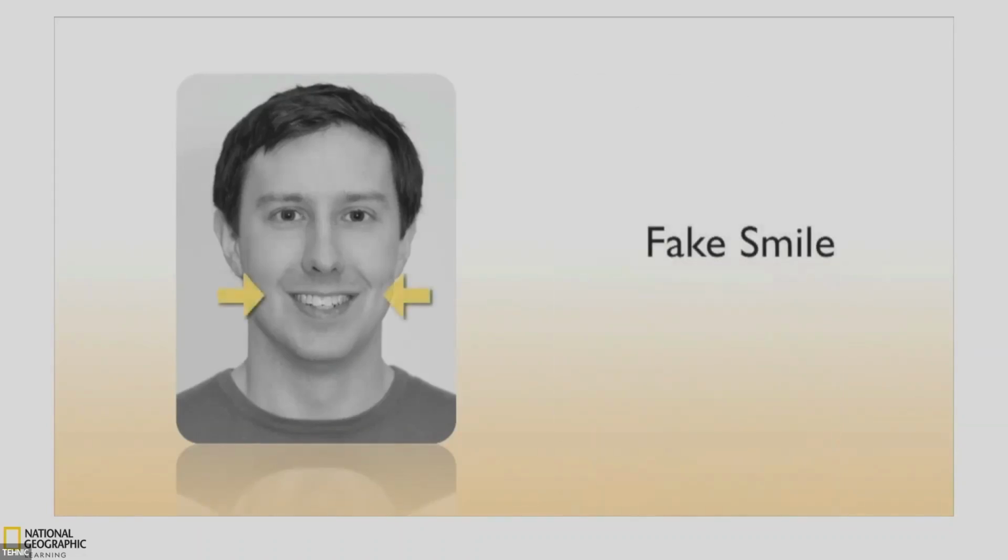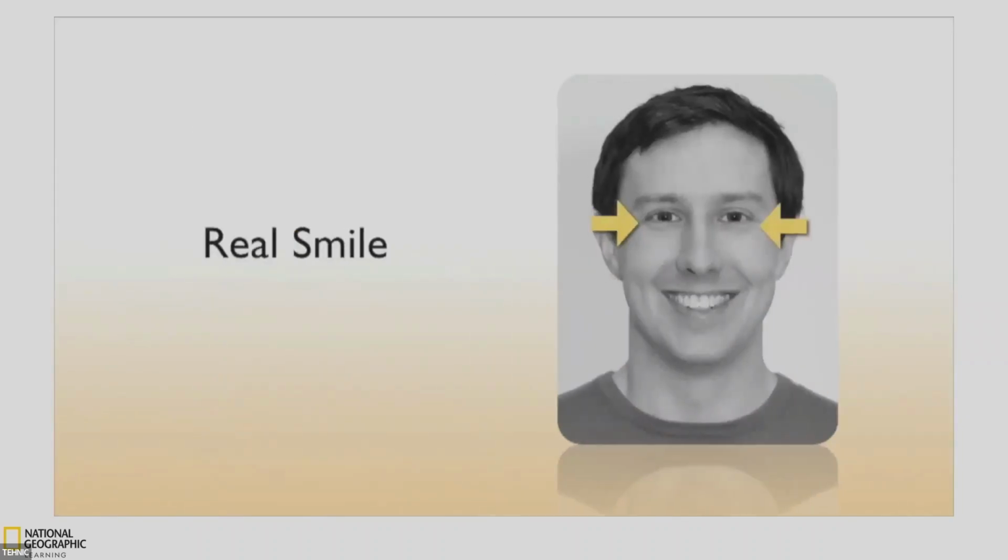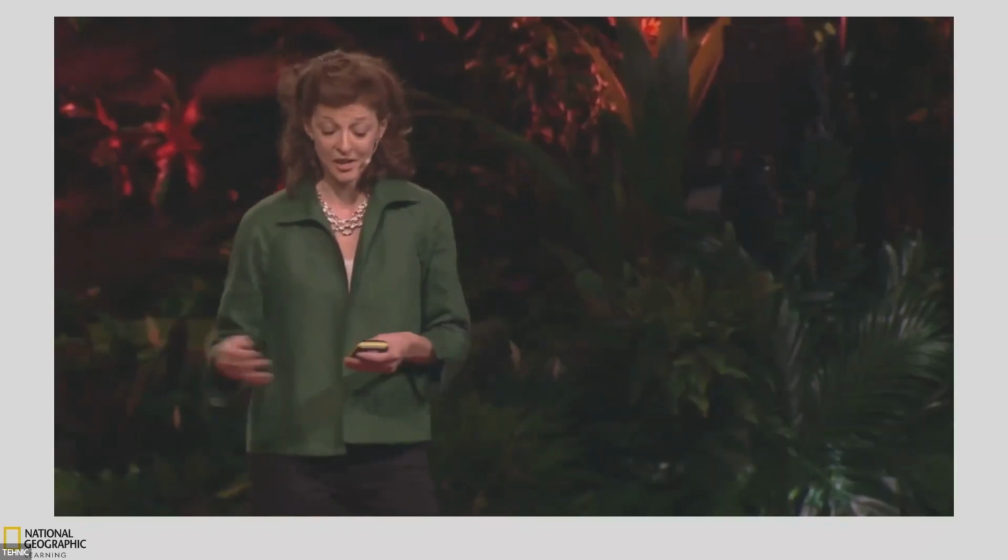You can consciously contract the muscles in your cheeks, but the real smile's in the eyes. The crow's feet of the eyes, they cannot be consciously contracted, especially if you overdid the Botox. Don't overdo the Botox. Nobody will think you're honest.